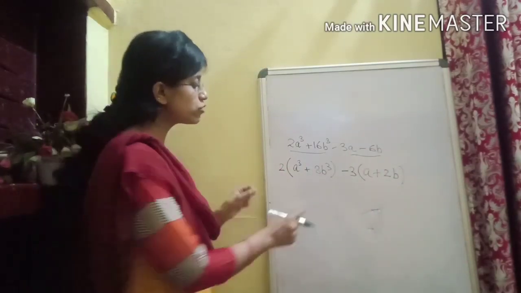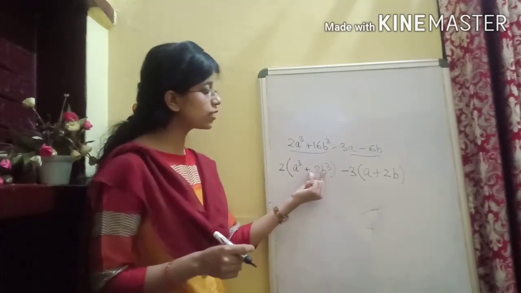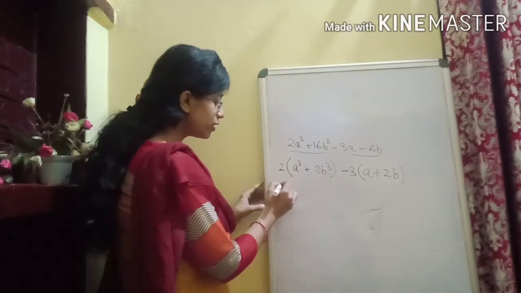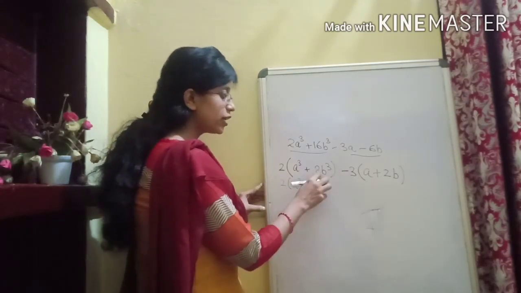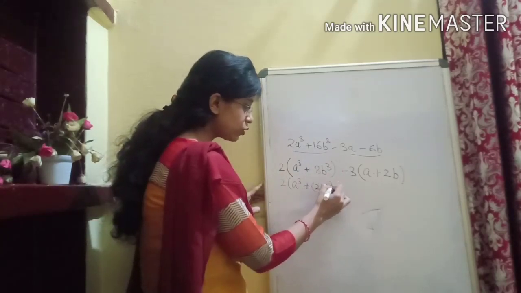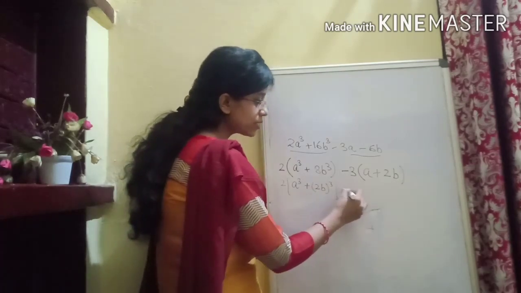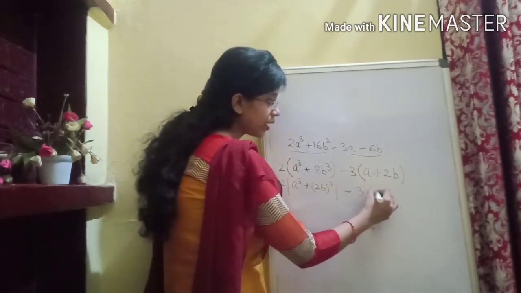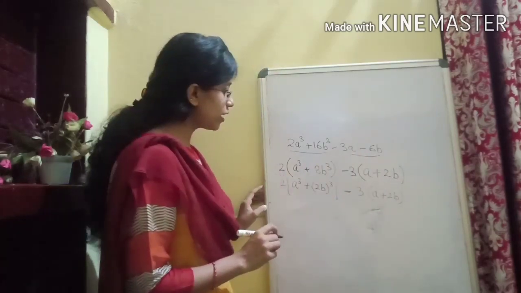Now next, if you see, this is 8 and then we have b cube. So this 8 can also be written as a cube of 2. So we can write it as a cube plus 2 cube. So all together we can write it as 2b cube, and we can apply the square bracket here. Now minus 3 times a plus 2b. Is it okay? That's how we have taken.